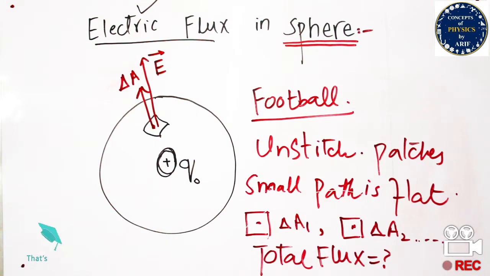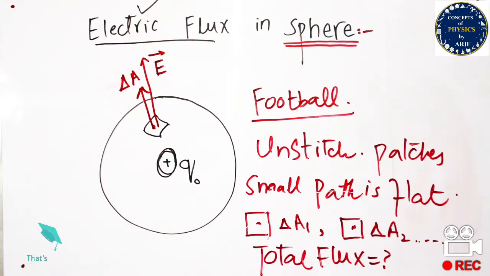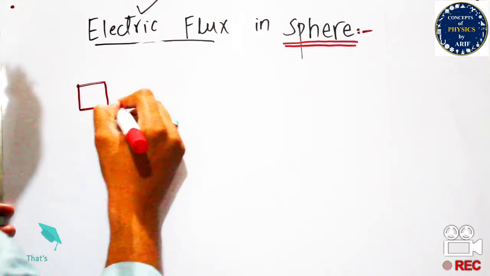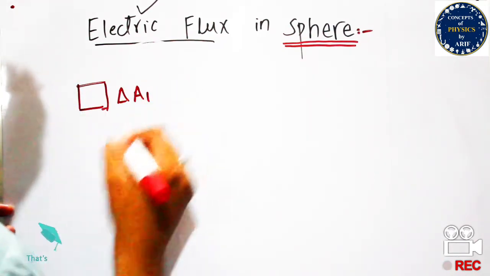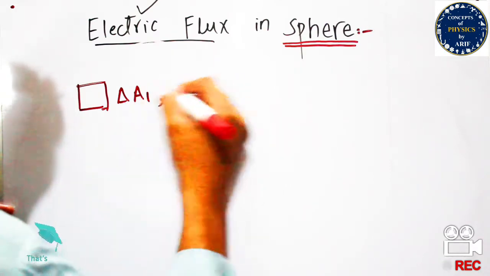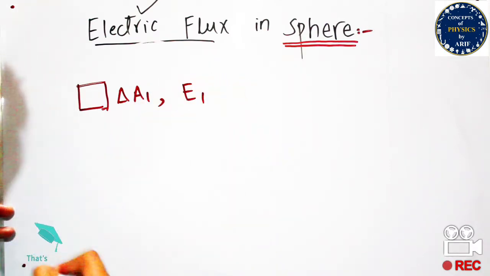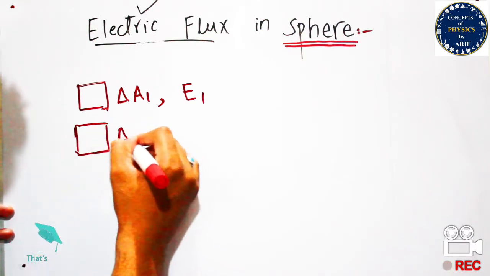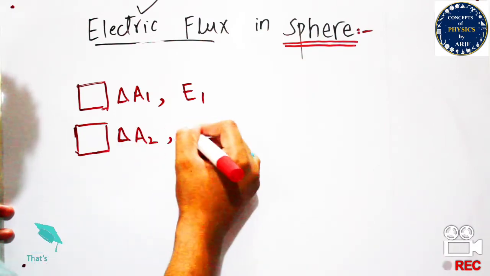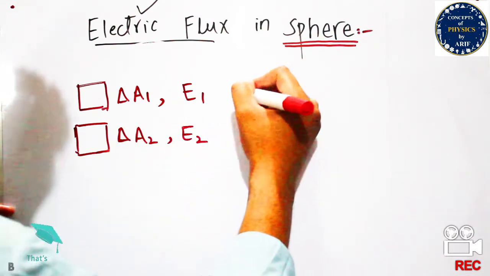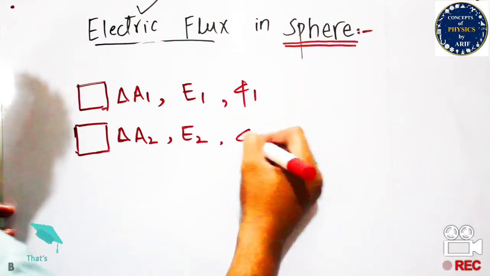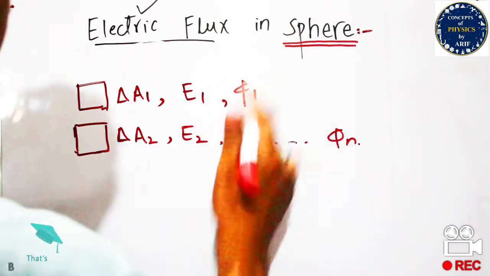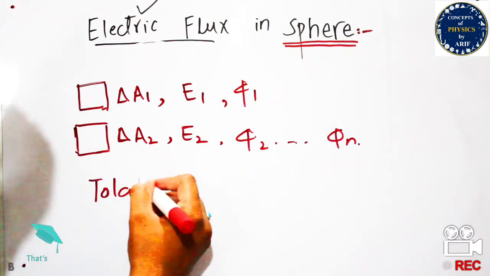Our purpose is to calculate the total flux passing through every patch. So I want to redraw all the patches having area delta A1, and the electric field lines passing through this one is E1, and the flux of that region will be phi 1. Similarly, for area 2, delta A2 is the area of that patch, E2 is the electric field, and phi 2 is the electric flux in that region, and so on up to phi n.